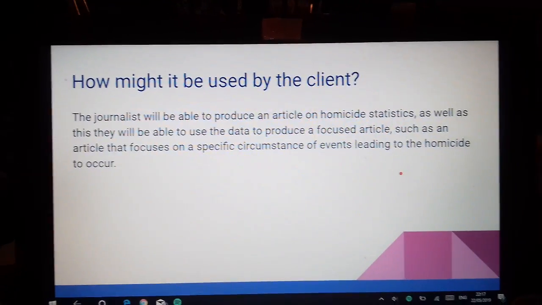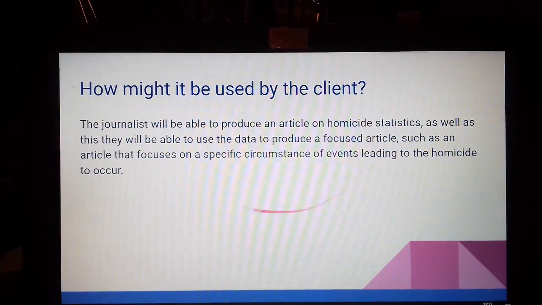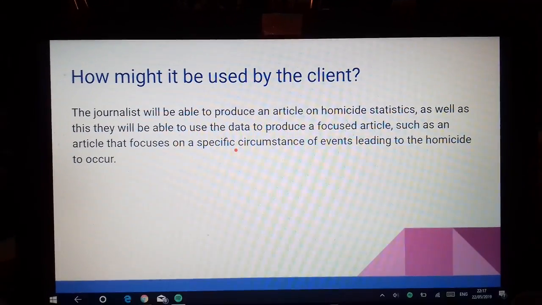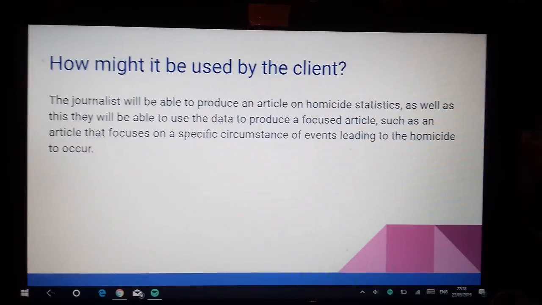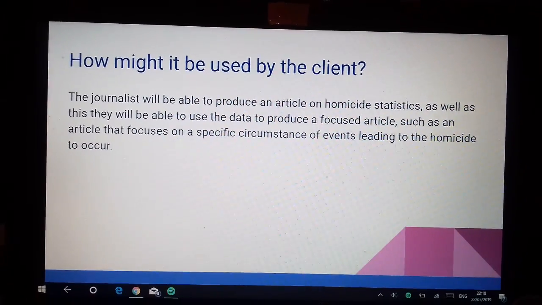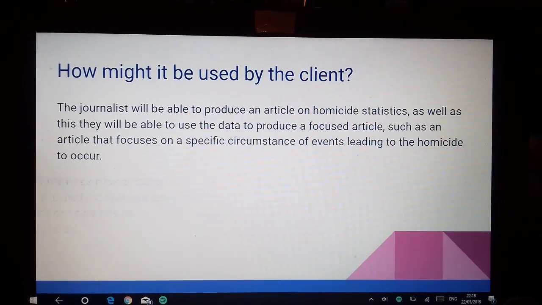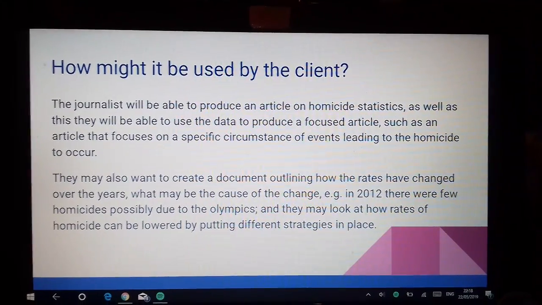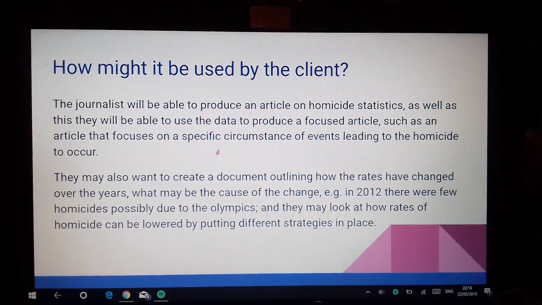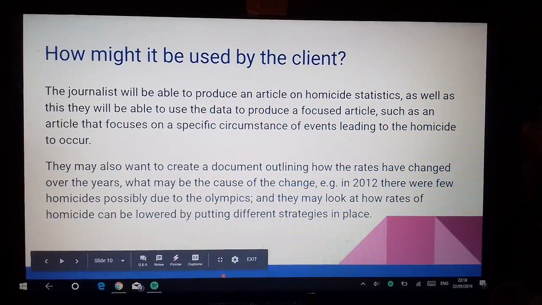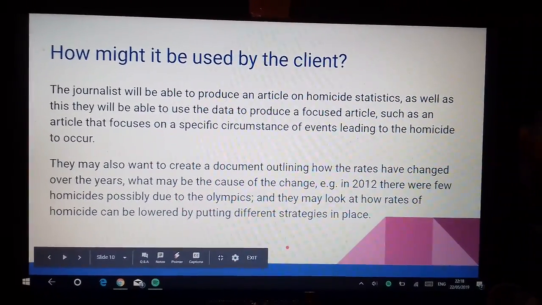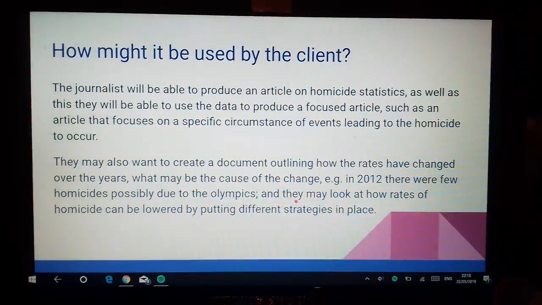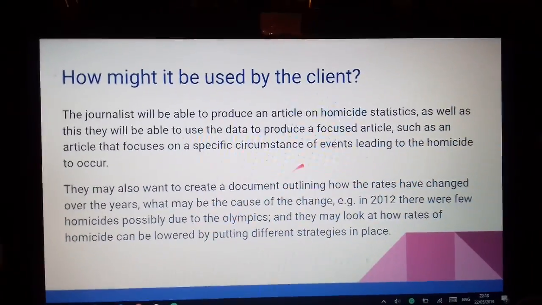How might they be used by the client? They'll be able to produce an article with the data that I've found, and they'll be able to create a detailed analysis on what could be causing these trends. They may want to create a document of how the rates have changed. E.g. in 2012 there were less homicides, possibly due to the Olympics. And in 2016 there was a greater amount of homicides, possibly due to the events of Brexit.